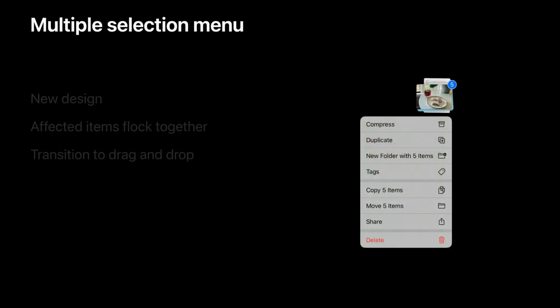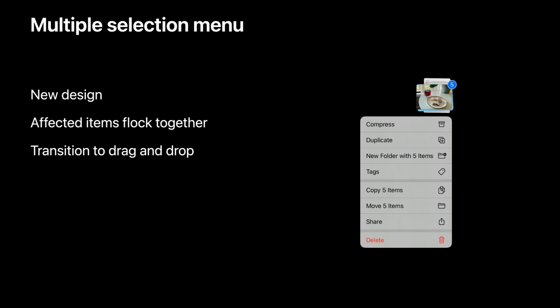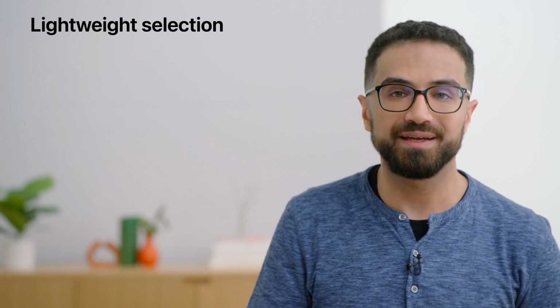iOS 16 introduces a new design for multi-item menus, with a flock of items that clearly communicates which items the menu affects and provides a direct transition to a multi-item drag. In a desktop-class iPad app, this new menu design is best paired with a lighter weight selection style.